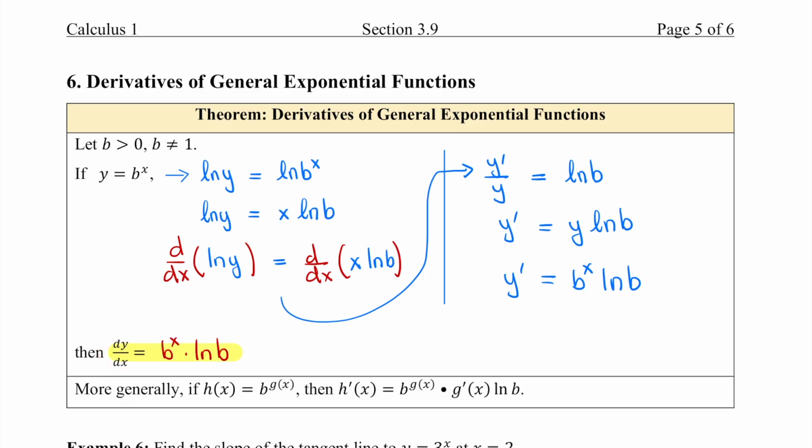In general, if we have h of x equals b to the g of x, then the derivative is b to the g of x times g prime of x times natural log of b. So the idea is keep the original function, multiply by the derivative of the inside, and multiply by natural log of b.